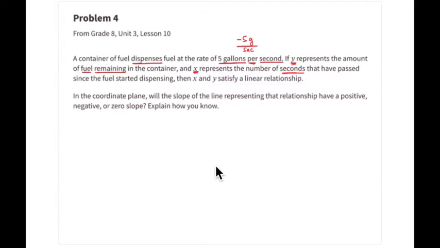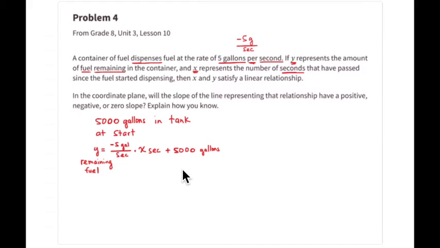So let's add a little bit more to this to just get an idea of what's going on. Let's say that that tank holds 5,000 gallons. Now that's not written up here anywhere. I'm just making this up. I know it has to have a lot. I'm going to use a multiple of 5 because I know that it's a slope of 5 gallons per second. So that's going to make my calculation a little bit easier if I think about 5 times some number. So 5,000 gallons in the tank at the start.